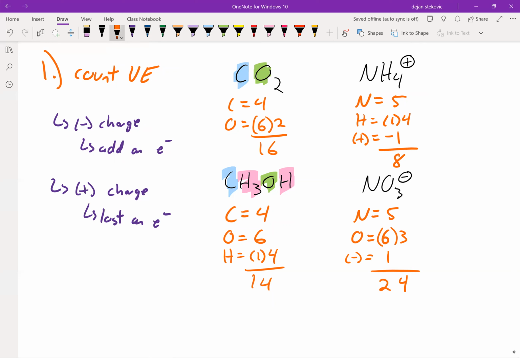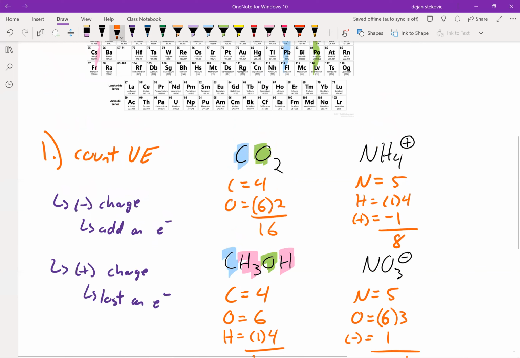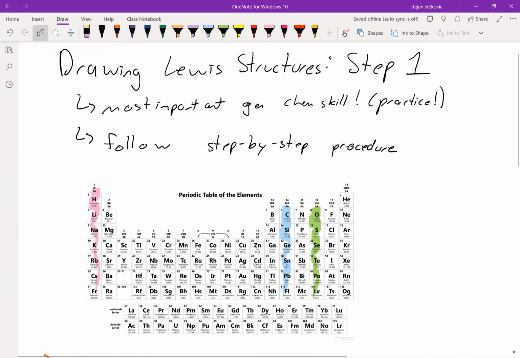Sum those all up, and you should get 24 valence electrons. So that's step 1, counting the valence electrons. It shouldn't be too difficult, and you want to get pretty good at it.